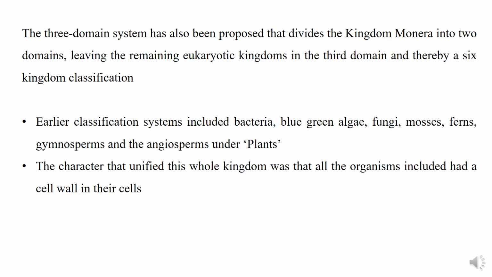So earlier classification systems included bacteria, blue-green algae, fungi, mosses, ferns, gymnosperms and angiosperms, everything under plants. That's why the necessity of the 5 kingdom classification came, because we cannot keep bacteria, which are prokaryotic, and blue-green algae, and fungi, which have eukaryotic nuclei, under the same kingdom. The character that unified this whole kingdom was that all the organisms included had a cell wall in their cells.